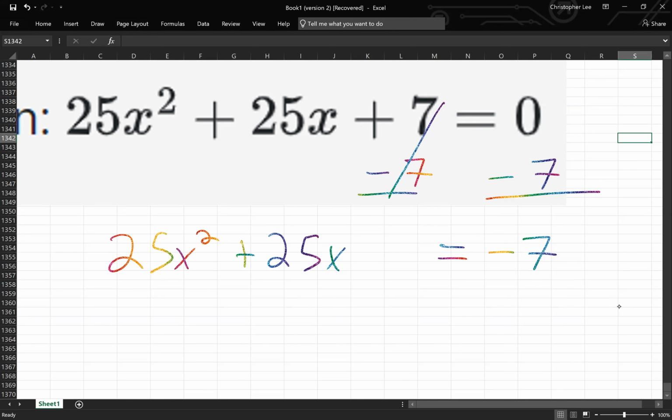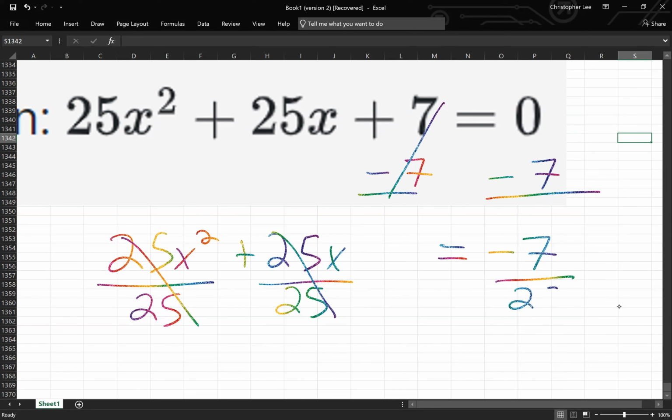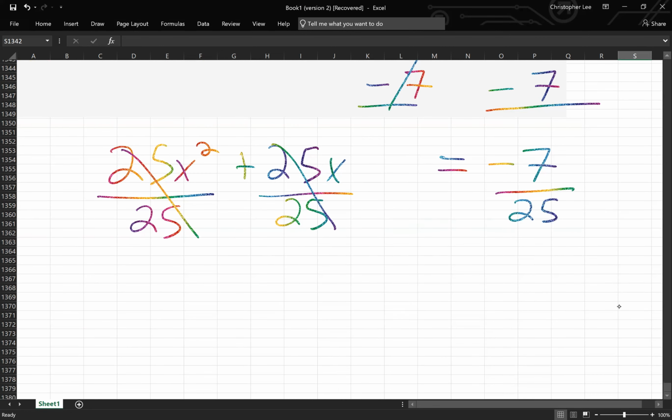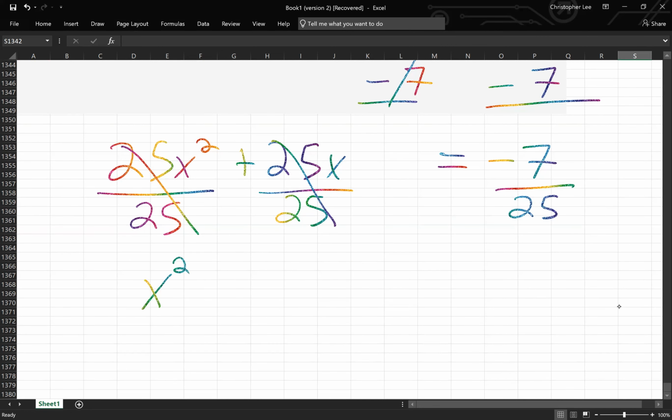No, not add, not factor it. So we're completing the square. So my a has to be 1, right? And how do I make it 1? Divide by 25. So everybody gets divided by 25. All right. And this gets divided by 25. So now what do we have? We have x squared plus x is equal to -7 over 25.